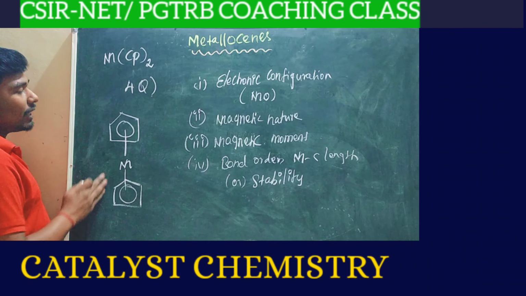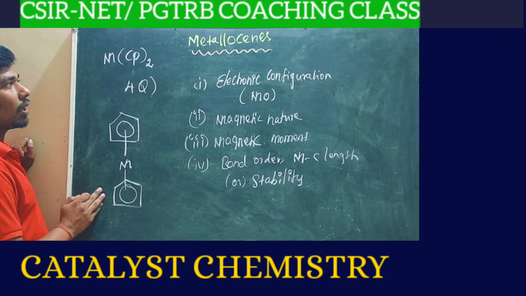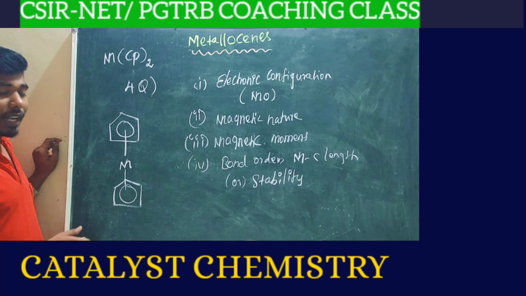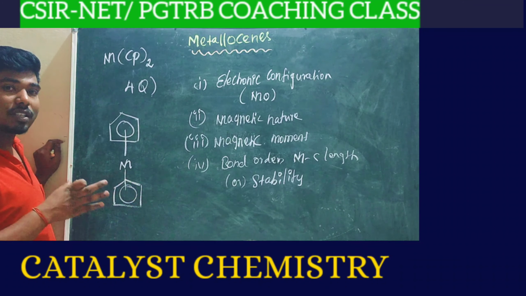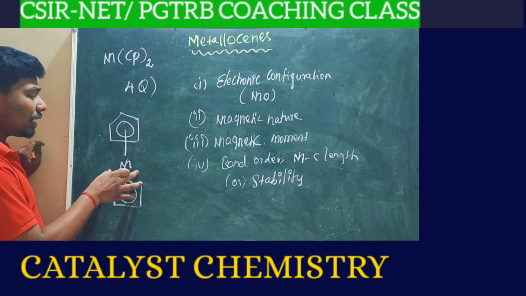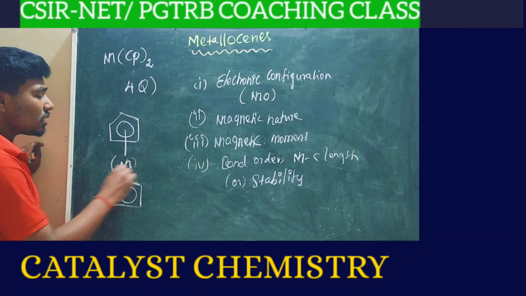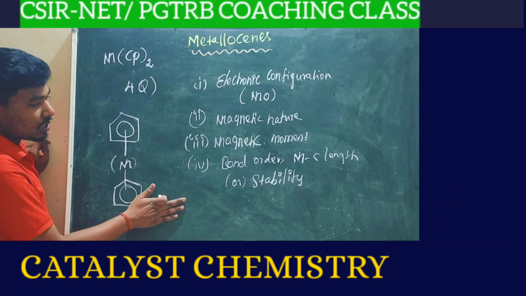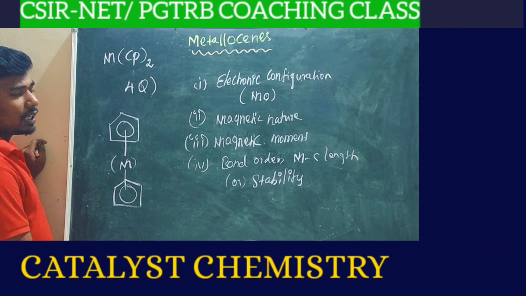Okay, so it is called a sandwich compound. The metallocene compound is also known as a sandwich compound. That is, these two rings are present in parallel, and in between these two rings the transition metal is present. Now let us discuss how to identify the answers for this type of question.